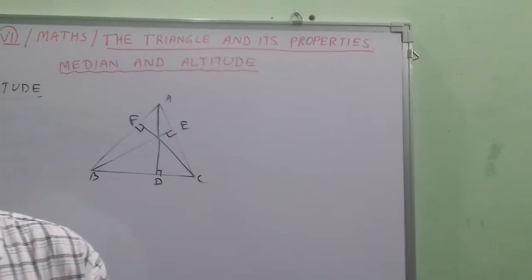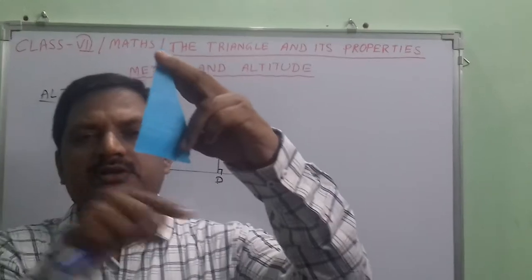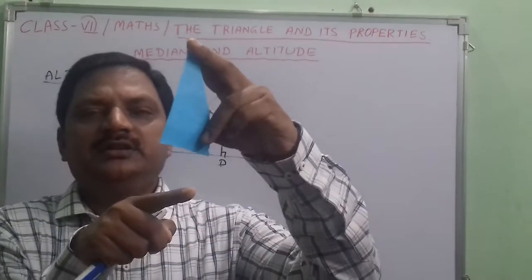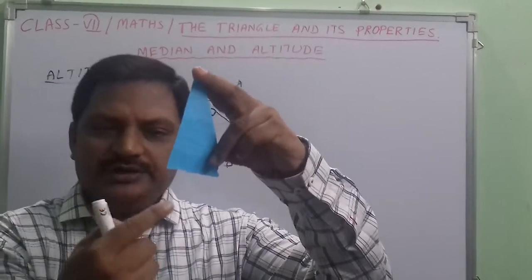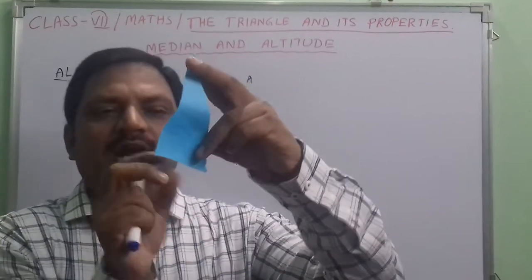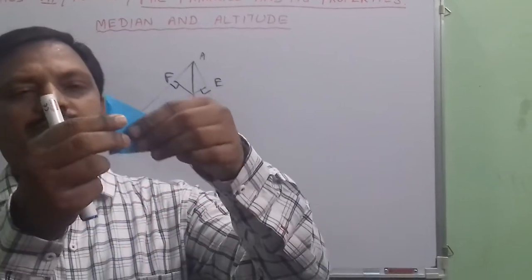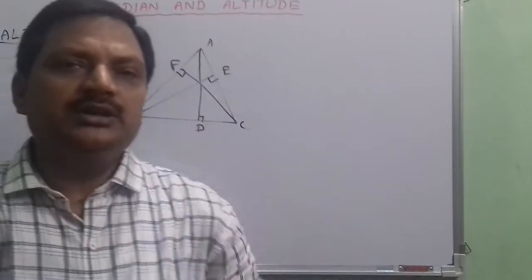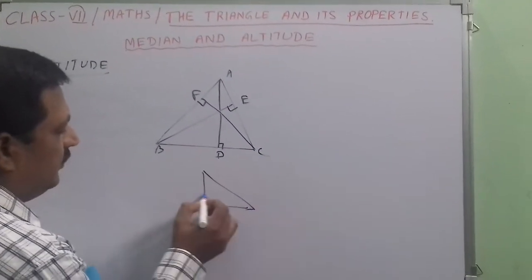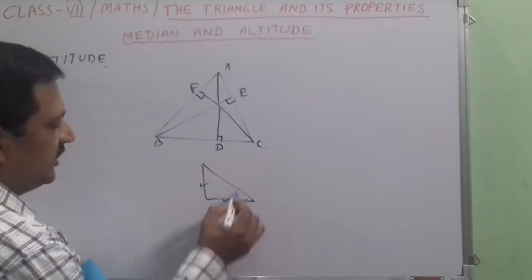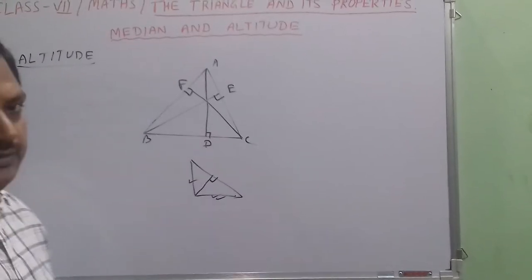And what about if the triangle is a right angle triangle? Here you see this is already a right angle. That means where is the altitude? Here this side is one altitude, this is another altitude, and the third altitude we can find as we have seen in the previous one. In this way we can find the third altitude. So in a right angle triangle, this is one altitude, this is another altitude, and this one is the third altitude.